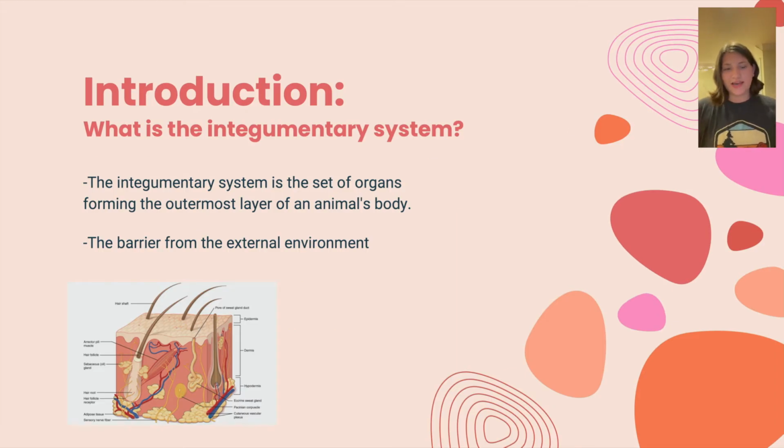So what is the integumentary system? The integumentary system is simply a set of organs that form the outermost layer of the body, keeping a barrier between the internal environment and the external environment.